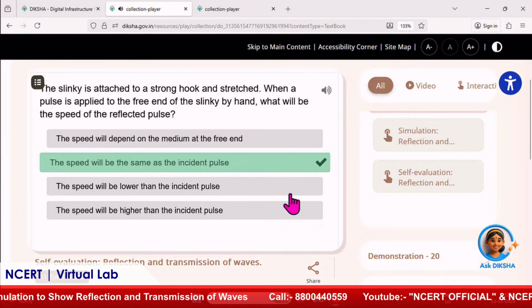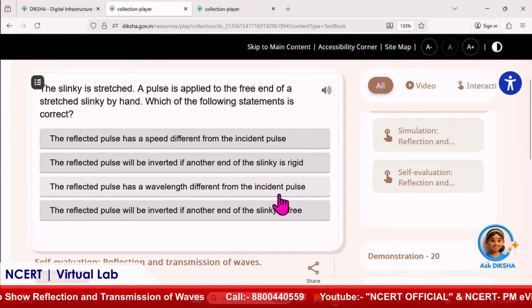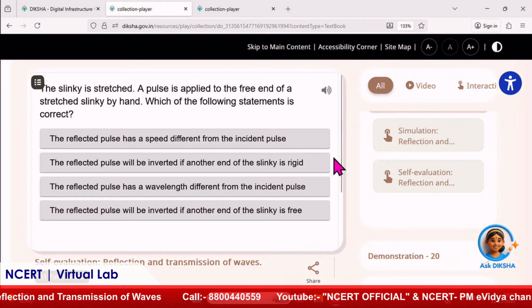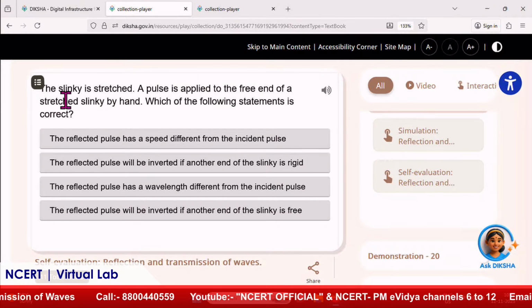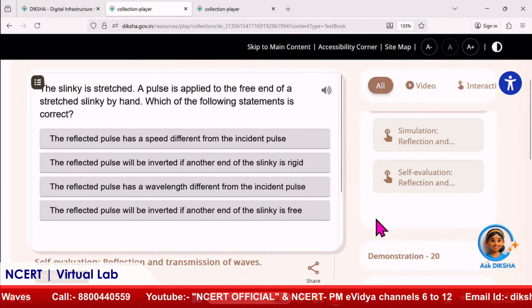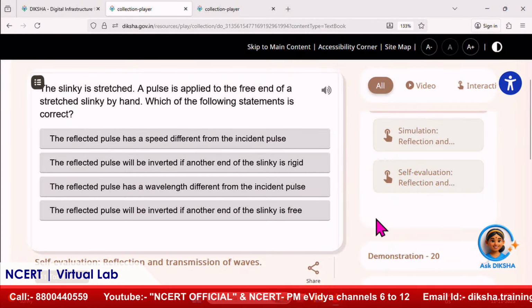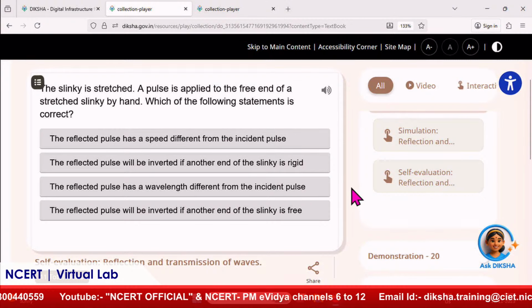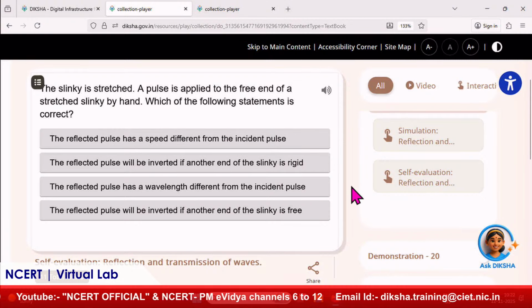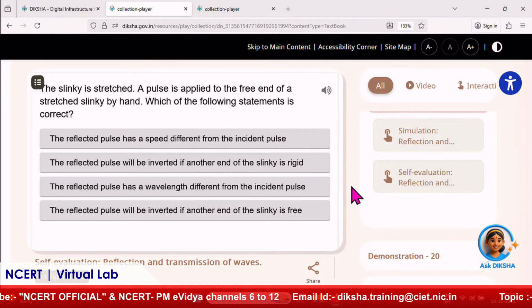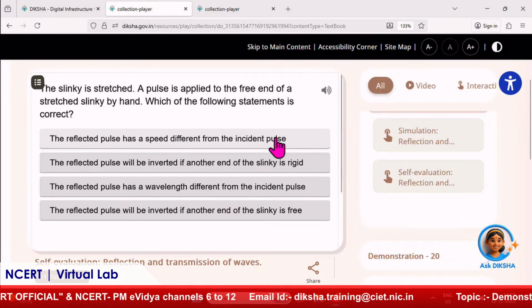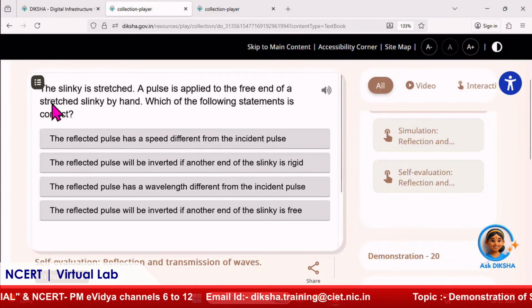And if they get it wrong, then at the end they can go back to the procedure, this theory part, and understand the entire concepts once again through this. A student can do this experiment any number of times. There is no time boundation. They can do it at their own convenience. So, these are all the features of this virtual lab.